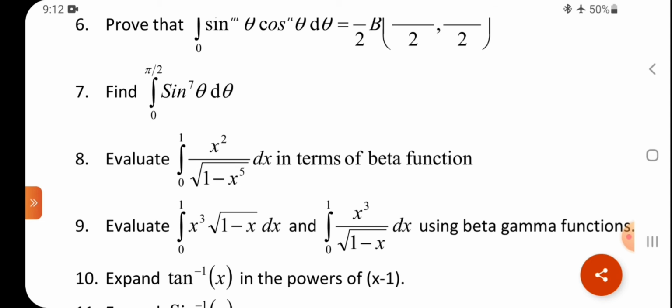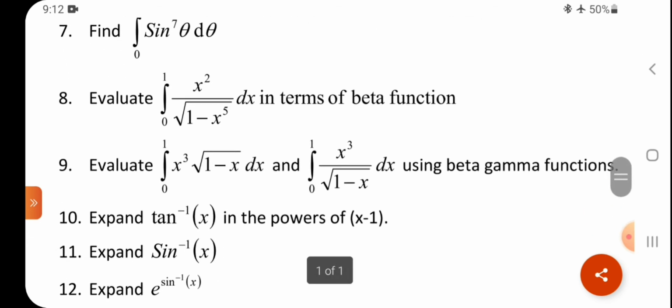x power m minus 1 you can directly calculate, but 1 minus x whole power n minus 1 is not directly there. So in order to get that form, you start with x to the power of 5 equal to some t, and on simplifying you will get the answer.